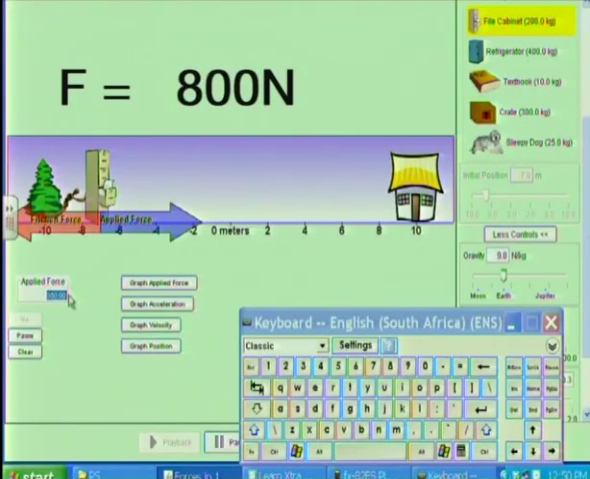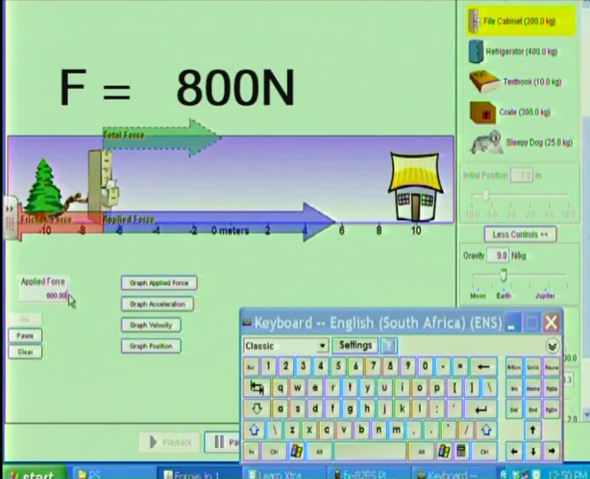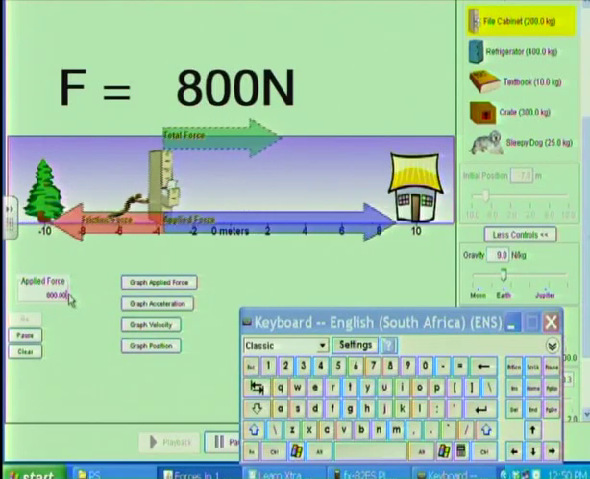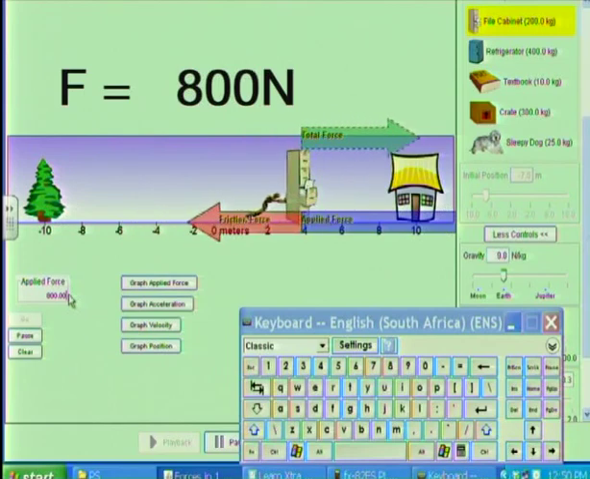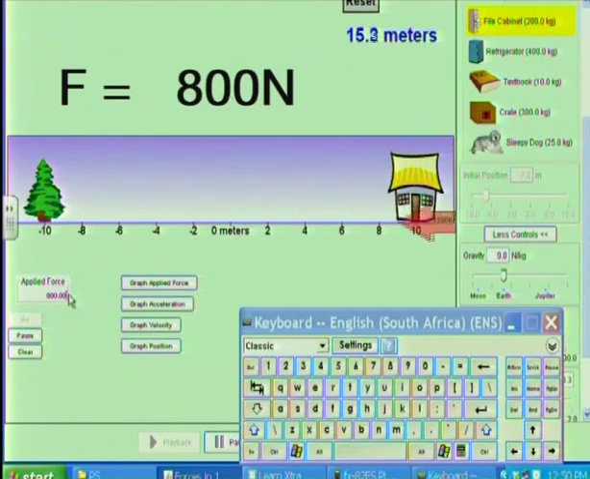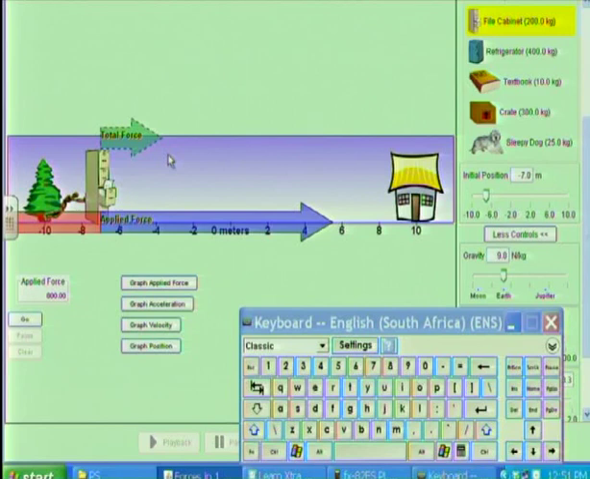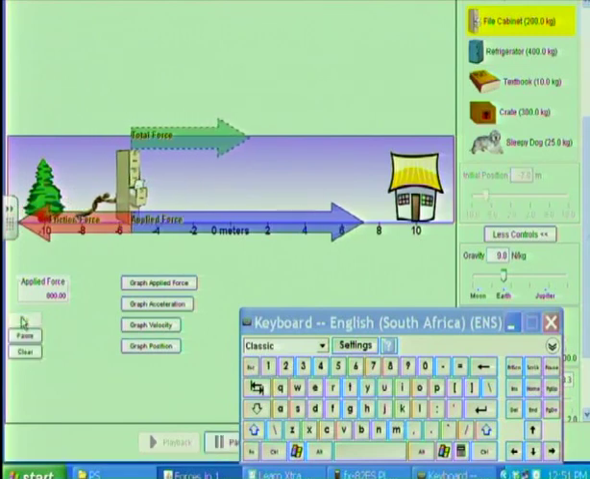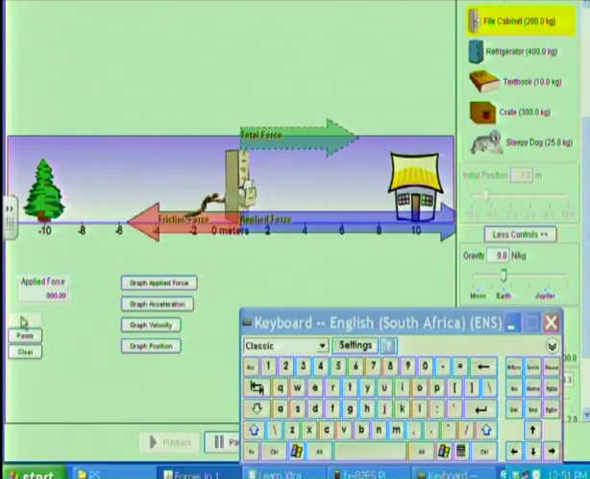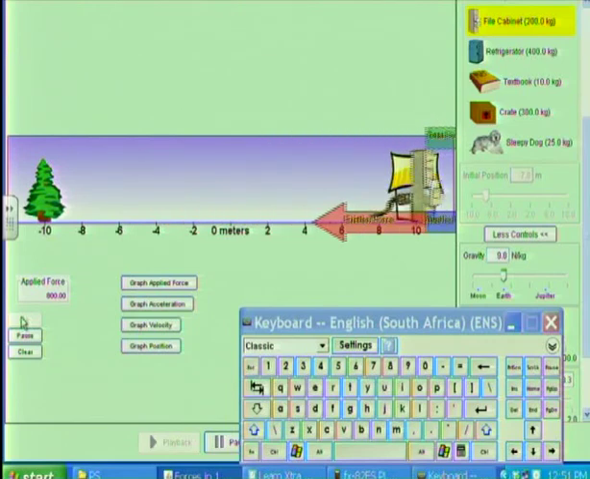Let's try another one. I'm going to try 800. And let's see what happens. There we go. Now you can see the applied force is bigger than the frictional force, and the cupboard starts to move, and it gets quicker and quicker as it moves. Let's have a look at that again. We can see that the applied force is bigger than the frictional force, and there is a resultant. And there we go, we see the object moving as it goes from left to right across the screen.